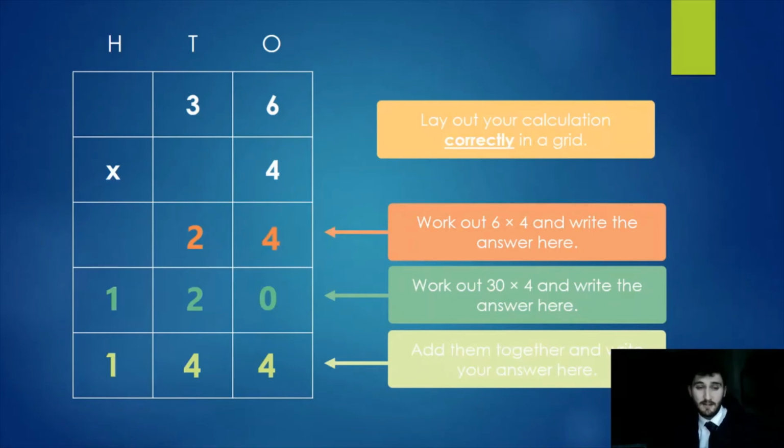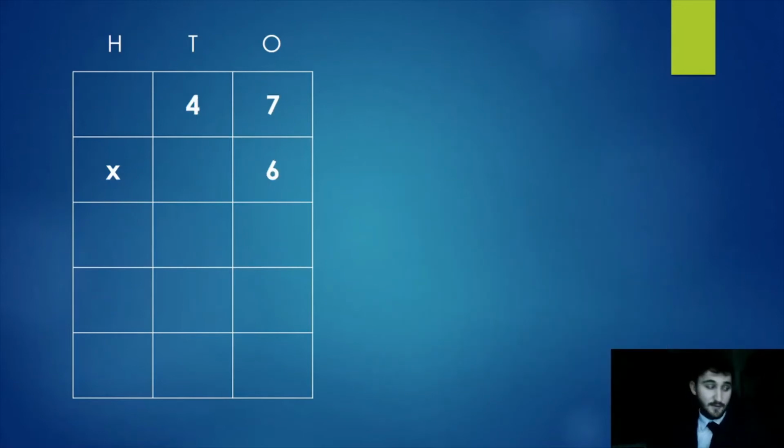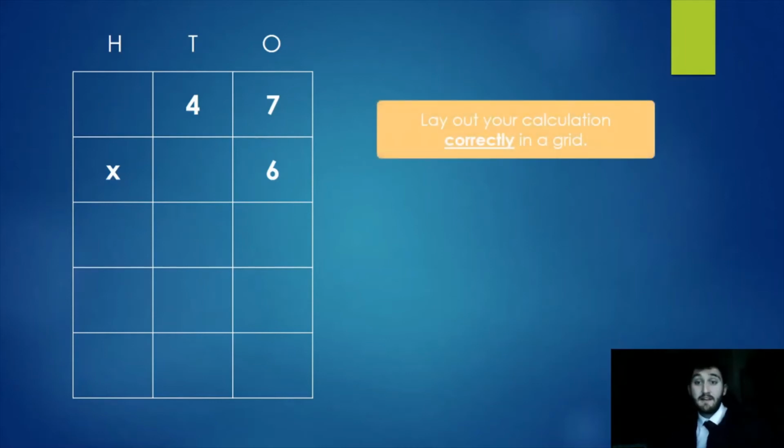Don't worry if that was a little bit tricky, because I'm going to go through one more on the next one, and then the next one after that, you guys can have a go at doing it. So the next one, 47 multiplied by 6. So my first step, I have laid out my calculation correctly in a grid. So my ones all line up, my tens line up. I've got what I'm going to be doing, my multiplication just here.